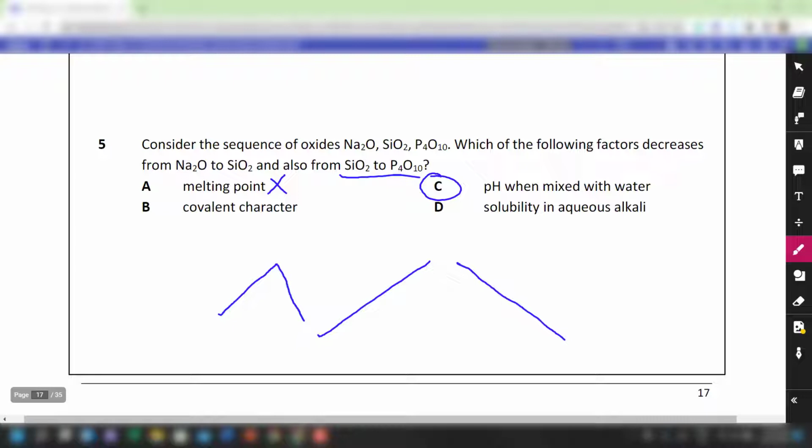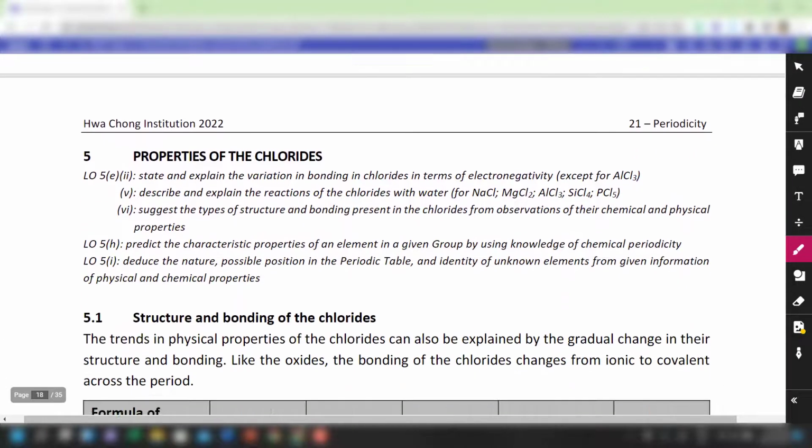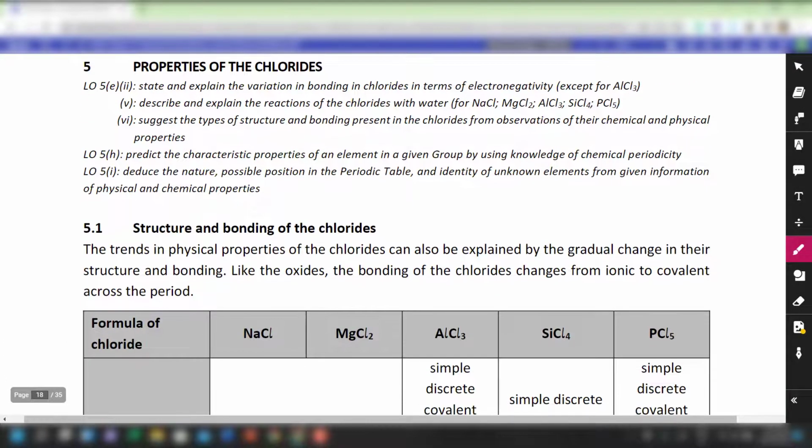Okay, for phosphorus(V) oxide, of course it will react completely, and in this case dissolve completely to give us sulfate. So the shape of the graph will probably look like this. Yes, so I will still stick to my option C for question 5. With that, we'll move on to the next section, section 5 on the properties of chlorides.